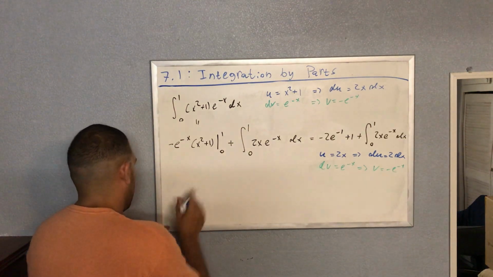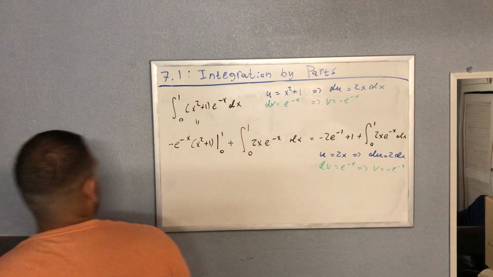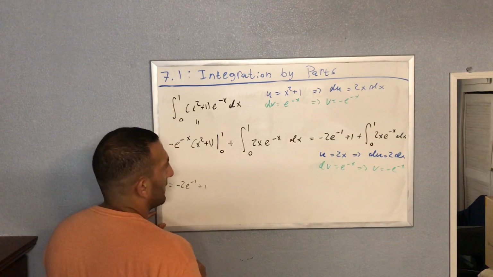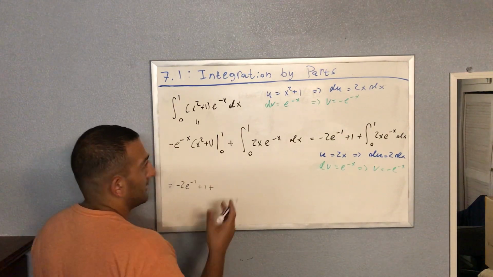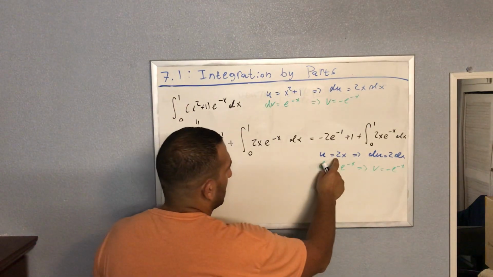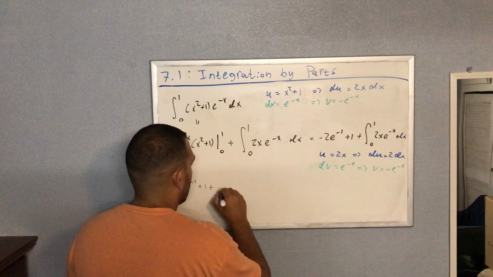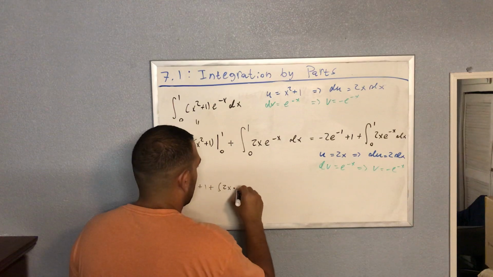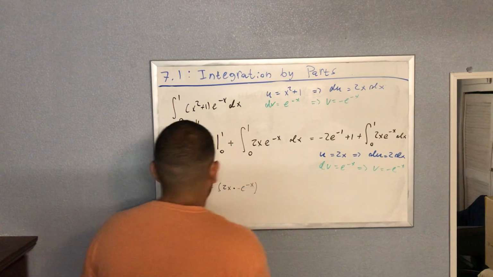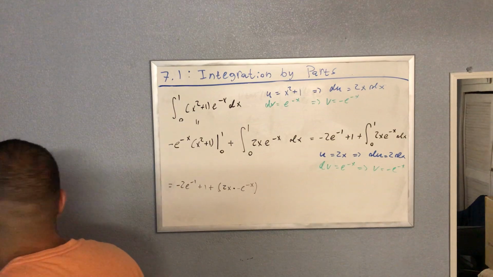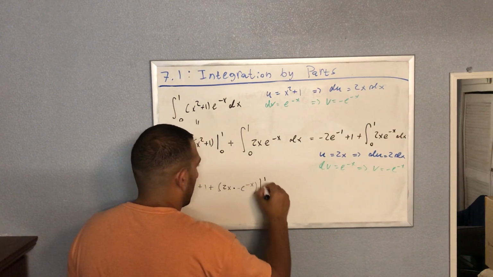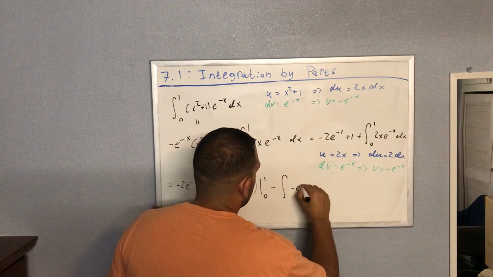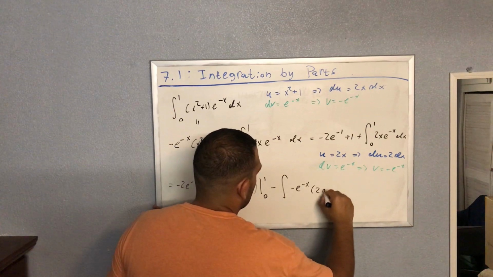So then we get negative 2e to the minus 1 plus 1 plus now, again, the uv thing. So uv, so plus 2x times negative e to the minus x. But we evaluate that from 0 to 1, remember. Minus now the integral of v, negative e to the negative x, times du, which is 2 dx.